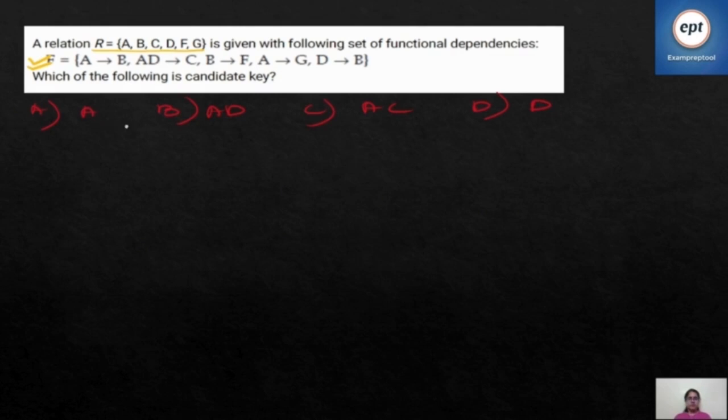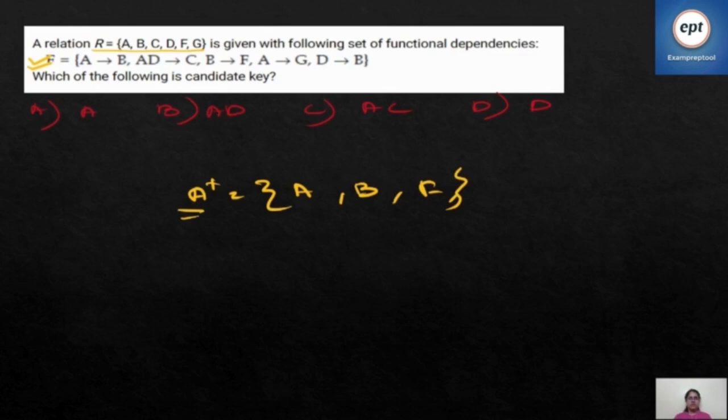First of all, let's check it by the option method, and then I have one shortcut method to solve such type of questions, which we will also discuss. Let's take the attribute closure of A. From A we can derive B, and from B we can derive F. Can we derive anything from A and B? No, we cannot. So A is not a candidate key.